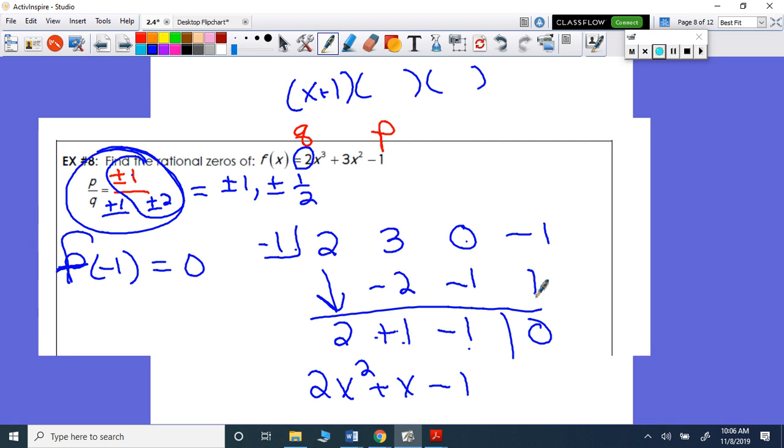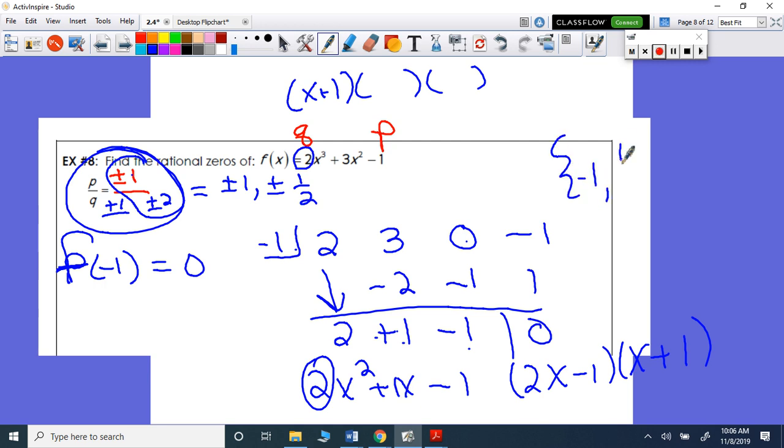Guys, this guy factors. He factors into 2x minus 1 and x plus 1. If you don't want to factor him, you could find another one of these that work and synthetically divide those. But your zeros are -1, 1/2, and -1. So you only have to write it twice. That means this factor occurs twice, which means it has a multiplicity of 2. So in the graph, it's going to bounce off of -1.